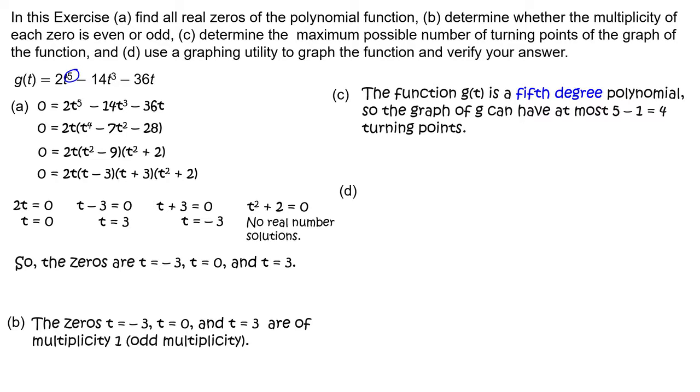Part C. The function g of t is a fifth-degree polynomial, so the graph of g can have, at most, 5 minus 1 or 4 turning points. So the number of turning points is, at most, 4.